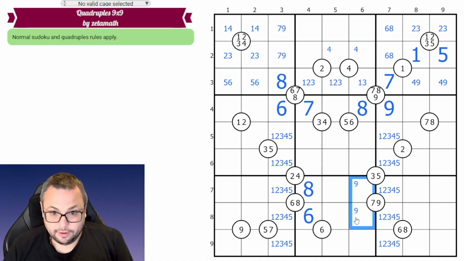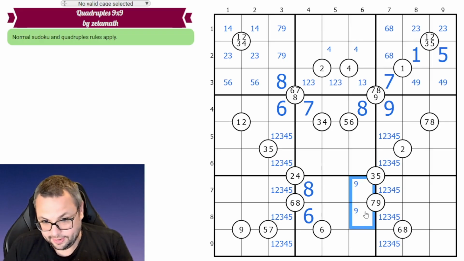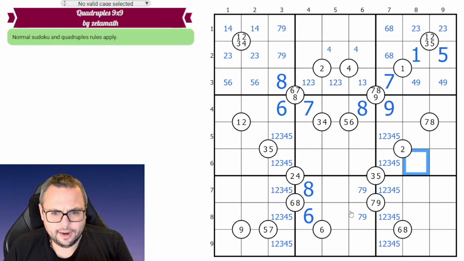Now, over here, we have a similar story. This needs a 7, 9, and the 7, 9 has to go here. No choice. So that is a 7, 9 pair.